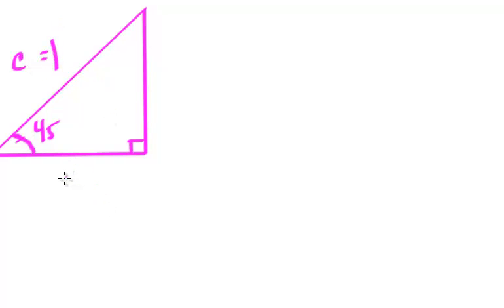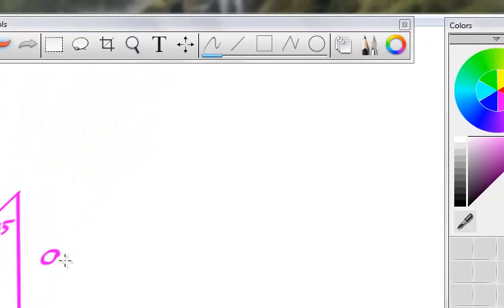We still know that the hypotenuse is 1. And this here is going to be A. Now, normally we would want to call this B. But since it's going to be the same, because if this is 45, that means this is 45, and therefore, the two sides are the same.